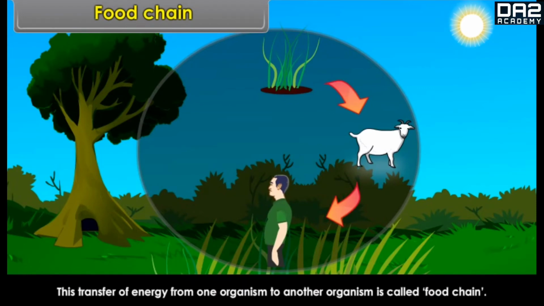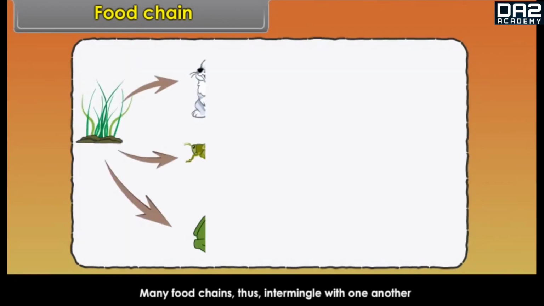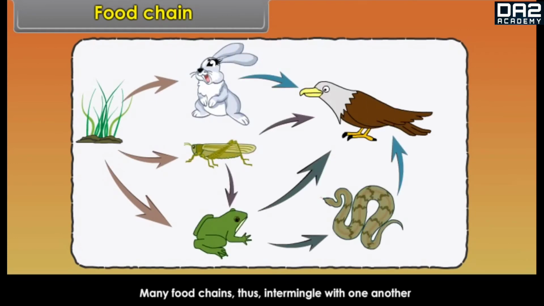Many food chains thus intermingle with one another, showing complex relationship of organisms at different levels and form a food web.